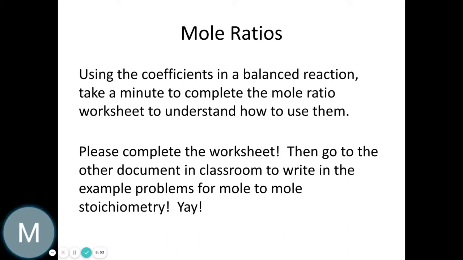Now, you're going to be doing this as homework. I'm just going to continue with the lecture, but you're going to see a mole ratio section in your actual packet of information. So even though this is written as it is, realize you're going to be doing this as homework. So using the coefficients in a balanced reaction, take a minute to complete the mole ratio worksheet.